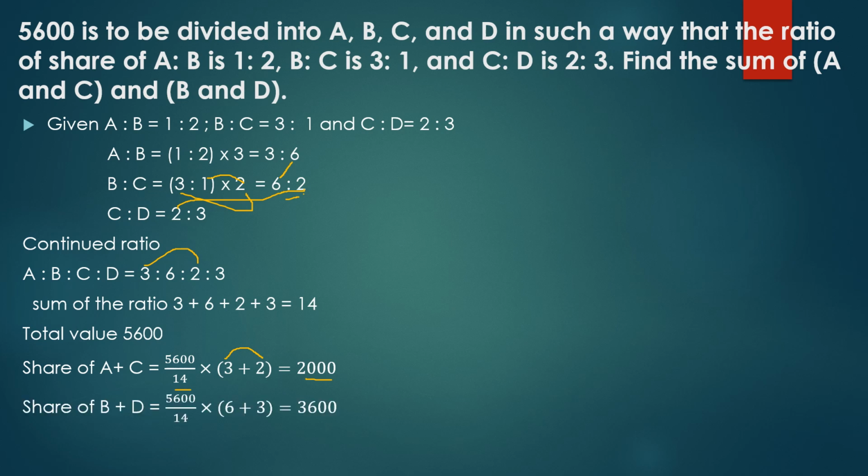Similarly, for the share of B and D, we have 5600 divided by the total sum of the ratio. The value of B is 6, the value of D is 3, so 6 plus 3 is 9. So 5600 divided by 14 into 9 is 3600.